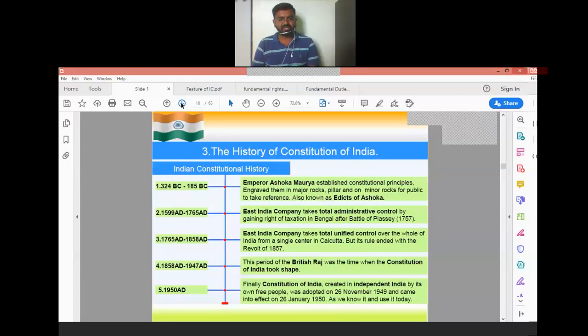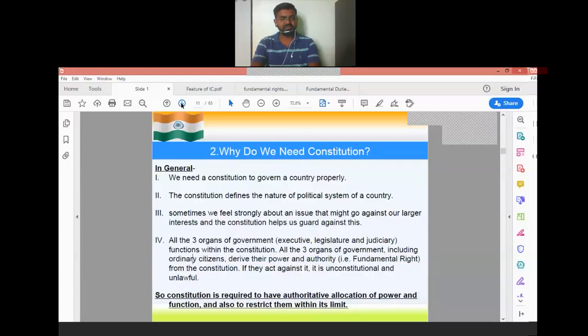After that, the British Raj was introduced. At the time when the constitution of India took shape, the British Raj ended, and we know that in 1947 we got independence. At that time, finally, the constitution of India had to be created properly by its own, as a free country. It means we got total freedom. We adopted it on 26 November 1949, and it came into effect from 26 January 1950, as we know, and it is used today. So basically we have two dates, 15 August and 26 January. These are the history of the Indian constitution.